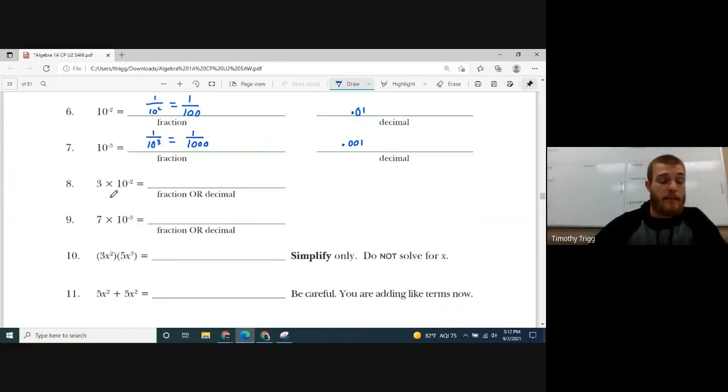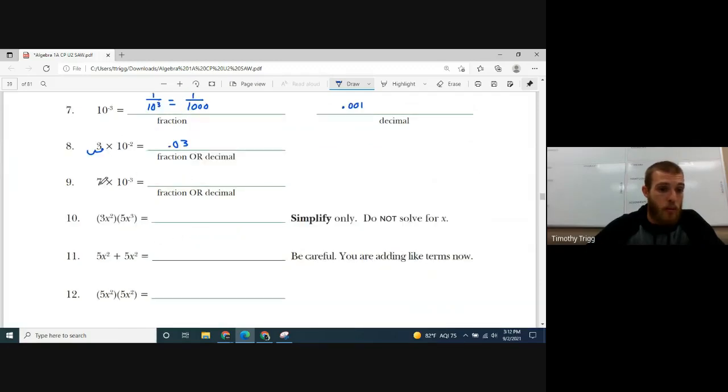Now let's write these as scientific notations as standard numbers. So here, this decimal is right here, and we would move it 2 spaces to the left. So 0.03. This one needs to move 3 places. 1, 2, 3. So this is 0.007.